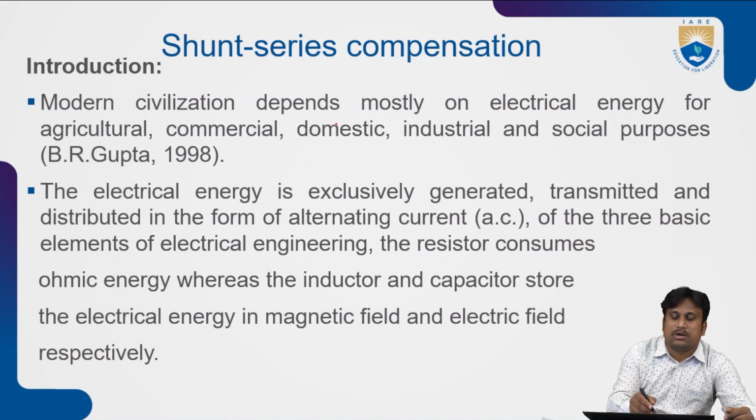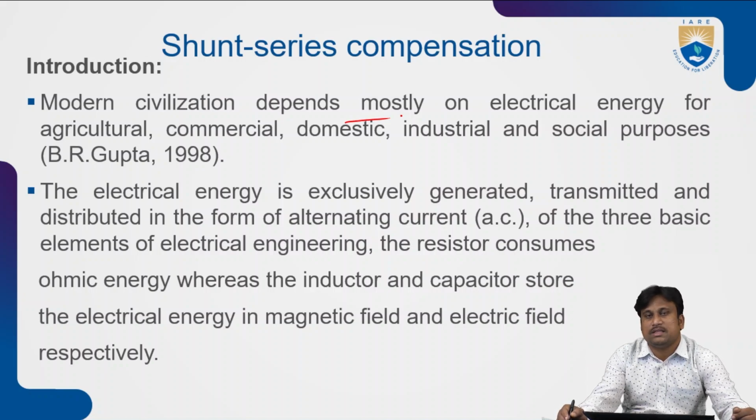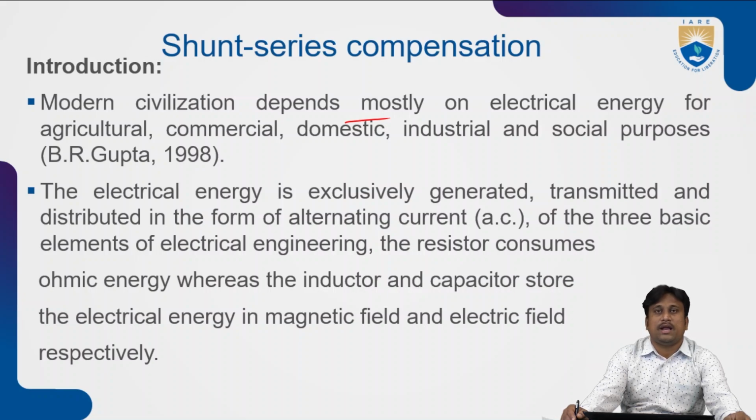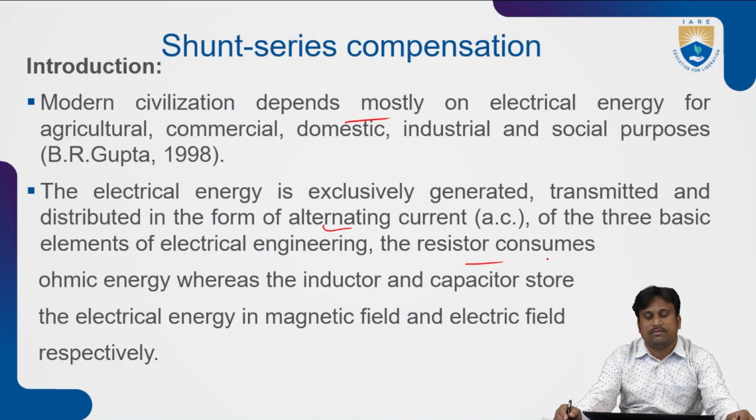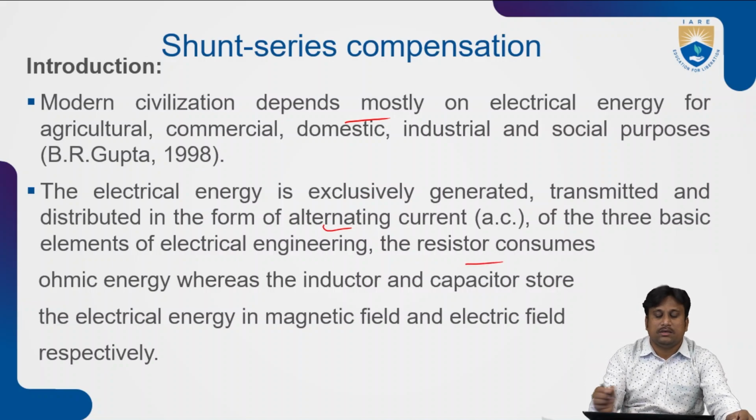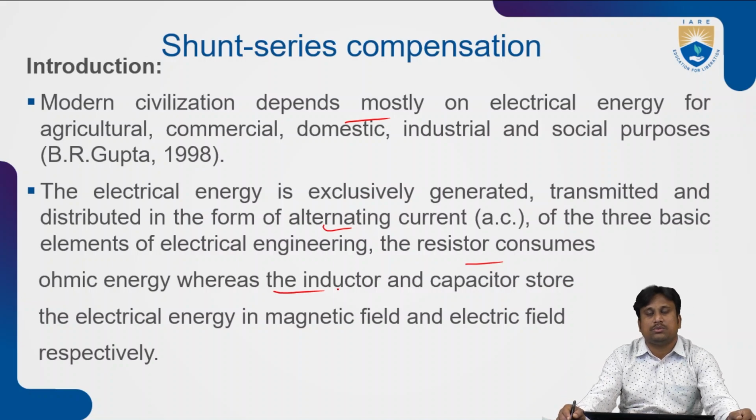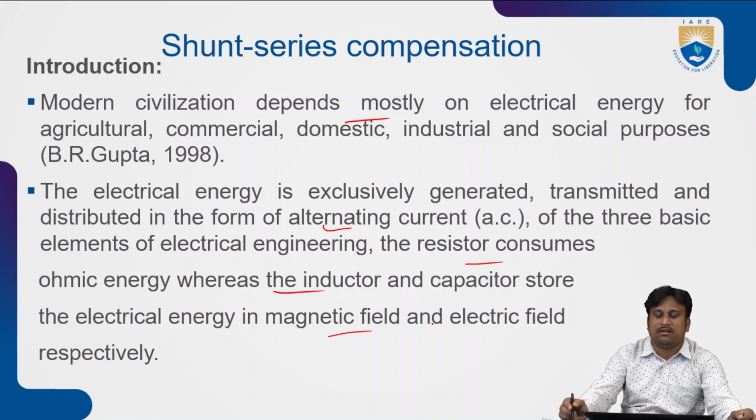In general, modern civilization depends upon electrical networks that are implemented for agricultural, commercial, domestic, industrial and social purposes. This is generated, transmitted and distributed in the form of alternating current, called AC, using three basic elements of electrical engineering. A resistor consumes ohmic energy, whereas an inductor and a capacitor store electrical energy in the magnetic field and electric field respectively.